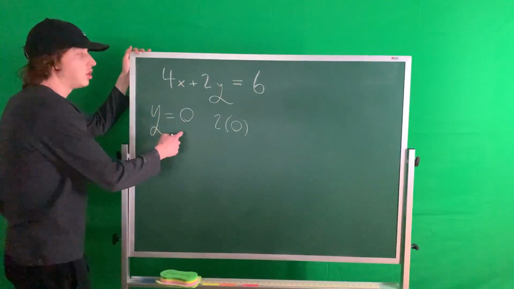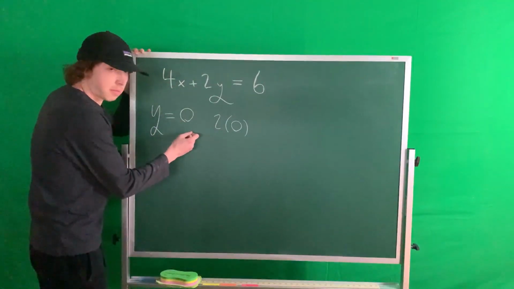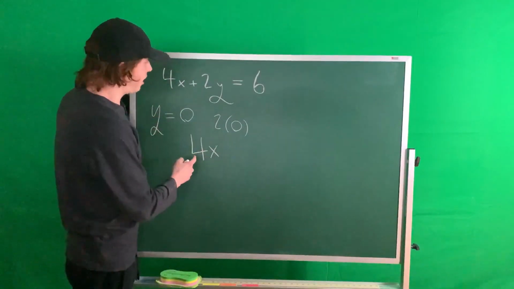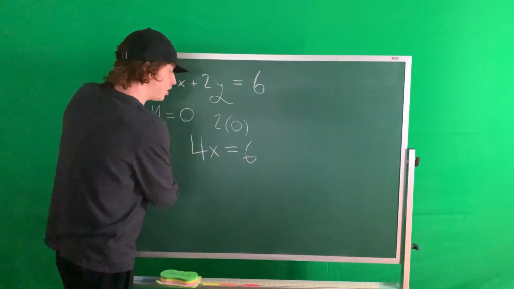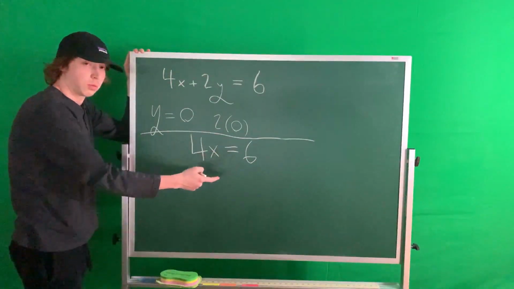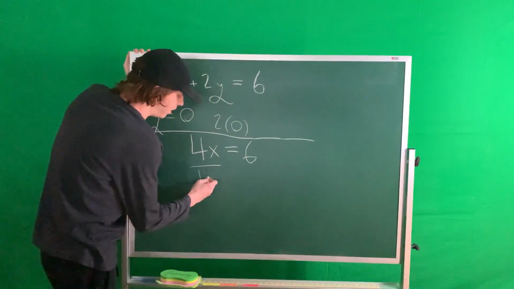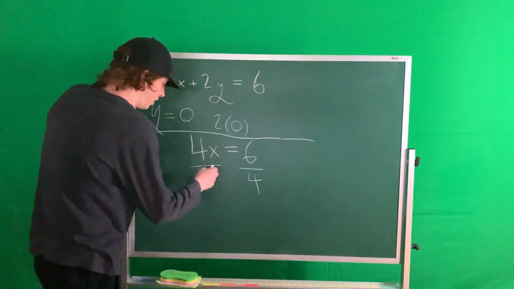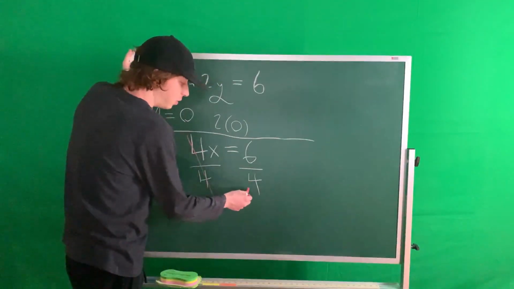So when y is equal to 0, 2 times 0 is 0, which leaves us with 4x equal to 6. Let's separate that with a line. So what do we do now? Well, the same thing as before. We will divide the 4 from the 4x on both sides, since they are equal to each other. And then these 4's cancel out. And this we can actually simplify.